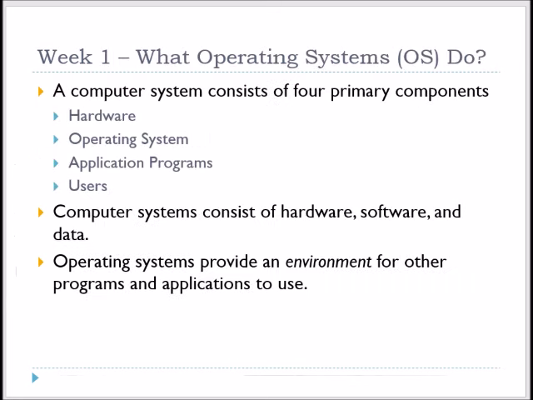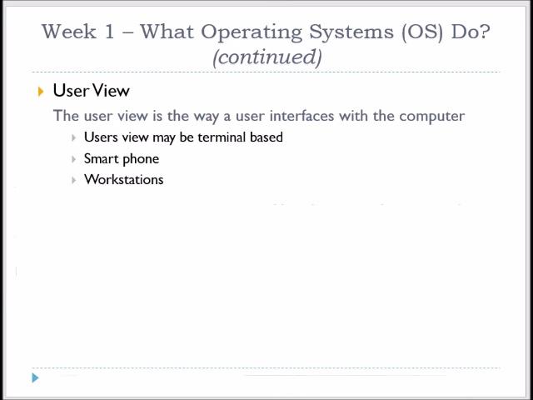So to continue on, a computer system consists of 4 primary components. There's hardware. They all have an operating system. They all have application programs, and computers need users, whether it's a single user or many users. So operating systems, it's important to understand that they provide the environment. So we'll continue on. There's the user view, and this is the way the user sees the computer. It could be a smartphone, it could be a workstation, it might be an old banking terminal. So it could be all kinds of different views, and the operating system maintains and manages those views.